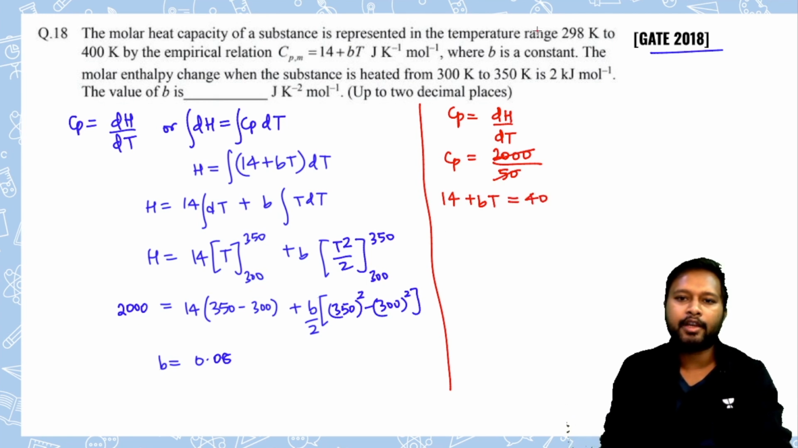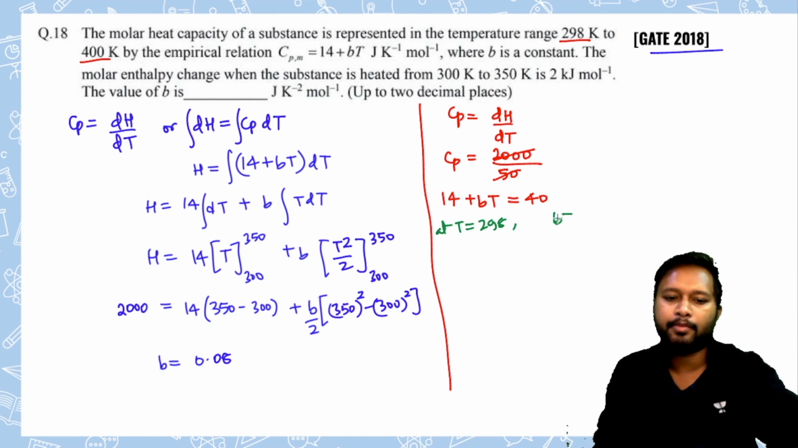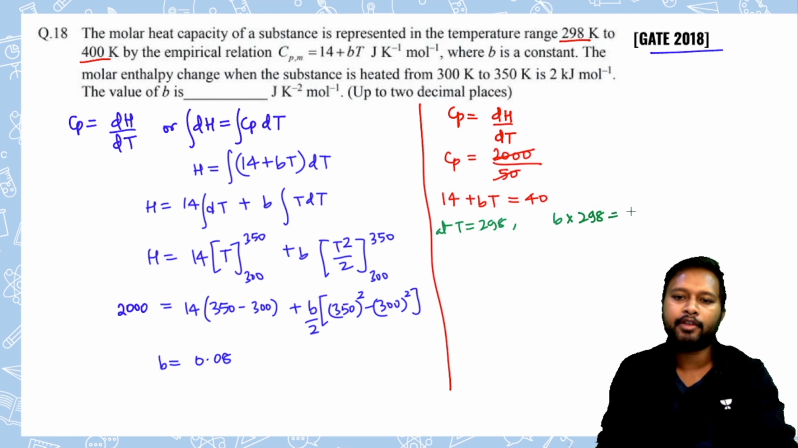Now you have to use the range 298 to 400. The smallest value of B will be when the temperature is 298. So at T equals 298, you will have B into 298 equals 40 minus 14, which is 26, so B will be equal to 26 divided by 298. So that's what you have to do. The value will be 0.07 in this case.